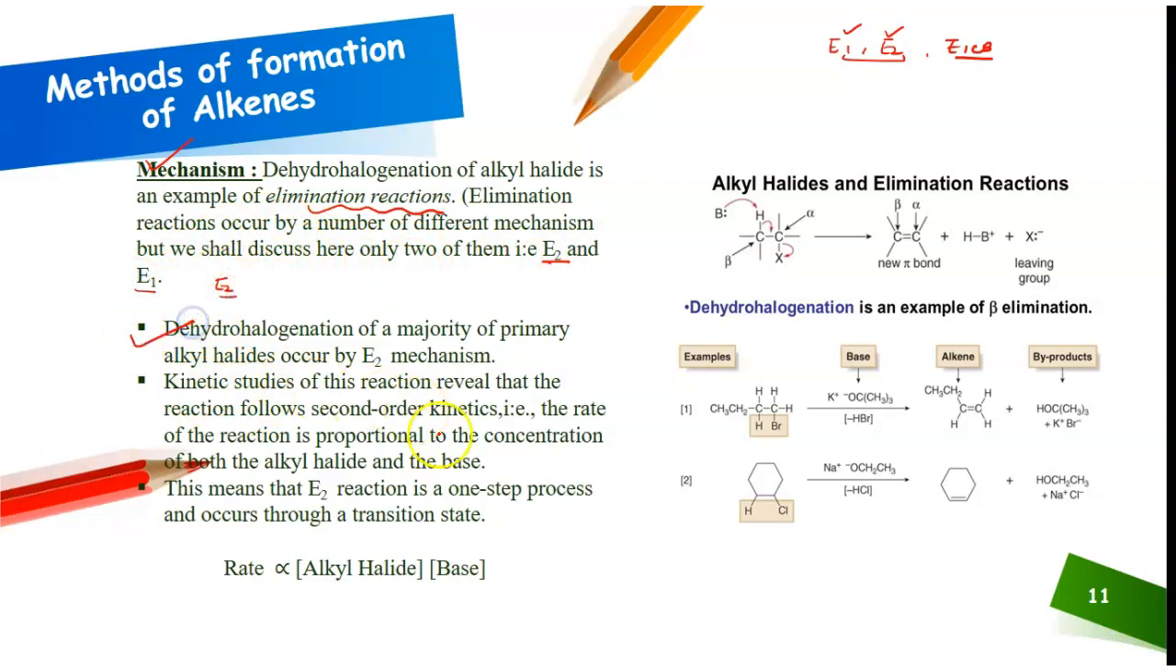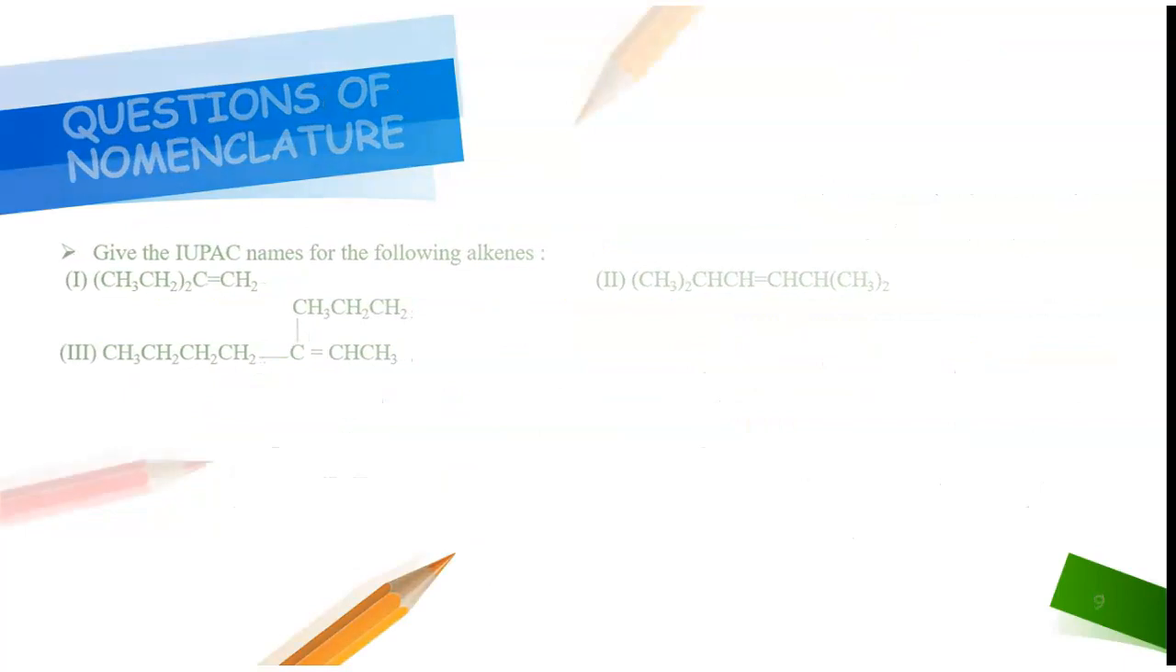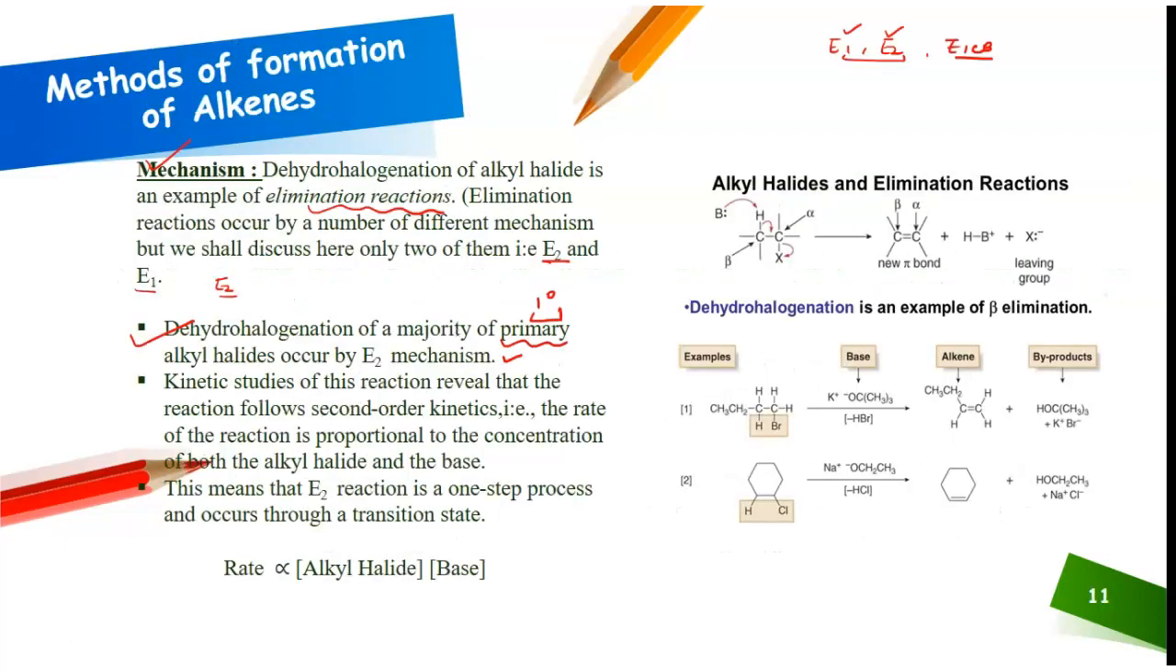Dehydrohalogenation of the majority of primary alkyl halides is going to occur by the E2 mechanism. This is what you need to keep in mind. Suppose in your paper, one example is given to you, that is ethyl chloride, which is an example of a primary alkyl halide. If this is given along with alcoholic KOH, and they have asked what is the product and to give a suitable mechanism for the same.